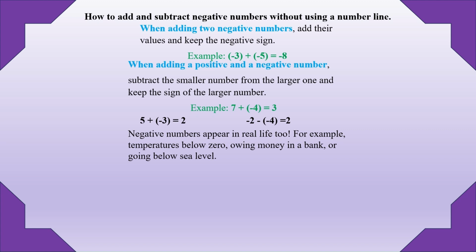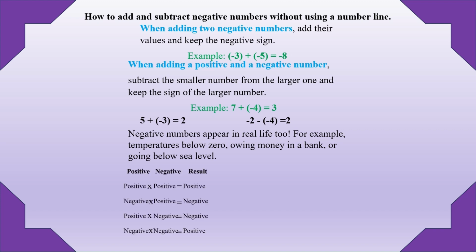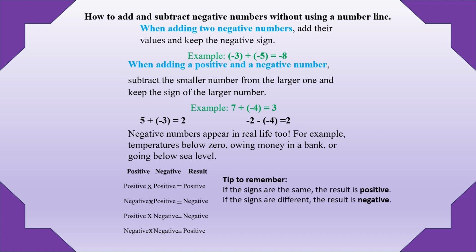Negative numbers appear in real life too. For example, temperatures, owing money in the bank, or going below sea level. Going above sea level is positive and going below sea level is negative. And here is a table for you to remember. So here is a tip to remember. If the signs are the same, the result is positive. And if the signs are different, the result is negative.